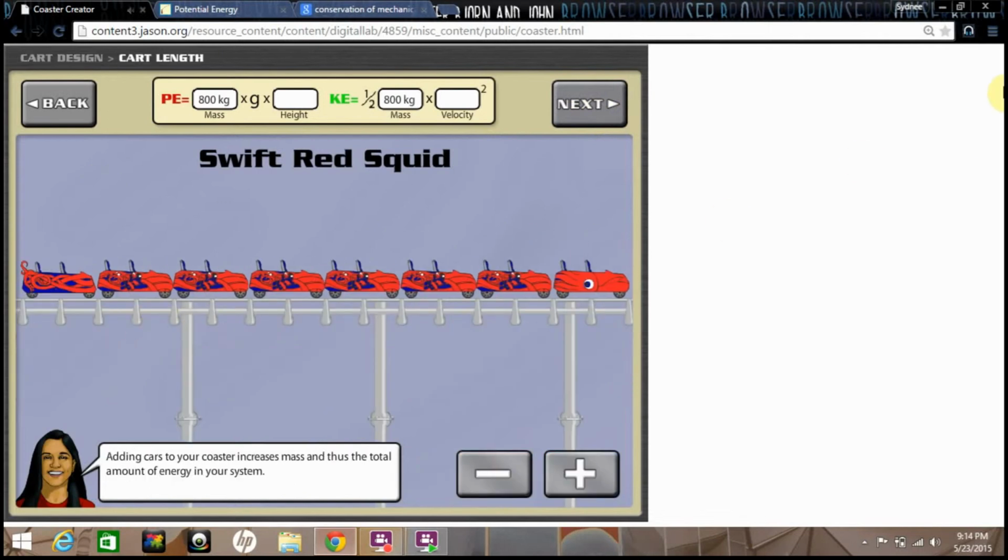Adding cars increases mass, and therefore the total energy in your system. Subtracting cars will decrease the total energy in your system. So let's start out with a really great mass, so you can understand this concept a lot. The highest I can have my mass is 8 cars, 800 kilograms. Each car is 100 kilograms, okay?